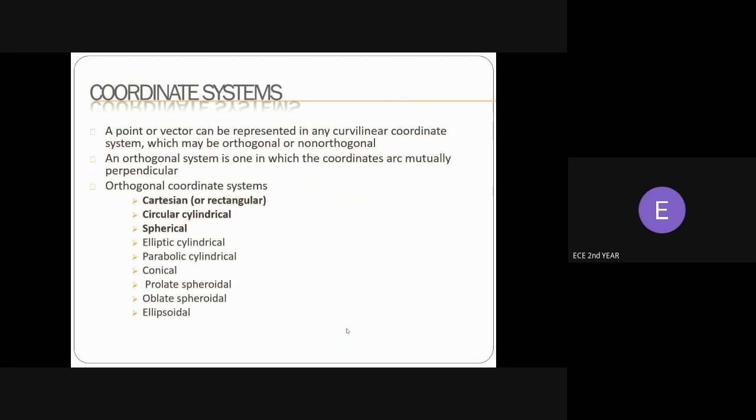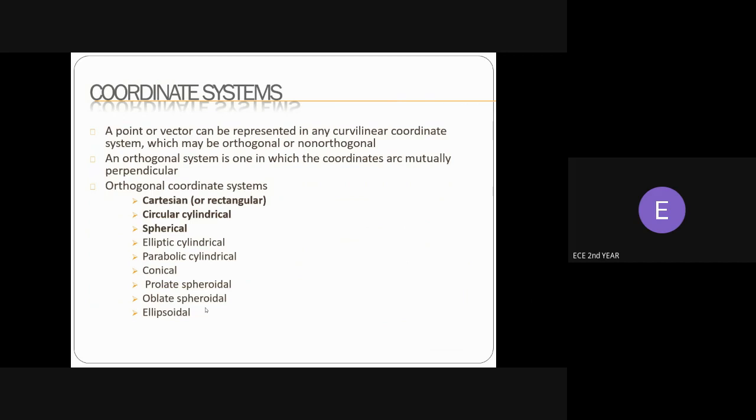Some examples are given here, like the Cartesian coordinate system. It is also called the rectangular coordinate system, which is very popular. The second one is called the circular cylindrical coordinate system. The third one is spherical. These are the main three coordinate systems which we use in electromagnetic field, and other systems are also given as examples.